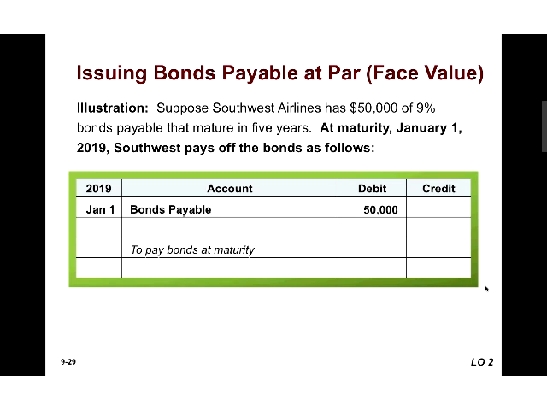So when we pay these bonds at maturity, we want to wipe out the original liability. When we issued these bonds, we had this liability in our books for $50,000. Now we're paying it off, so we're going to debit the $50,000, and then we're going to credit cash because we're paying it off with cash. So that's what we do at maturity.